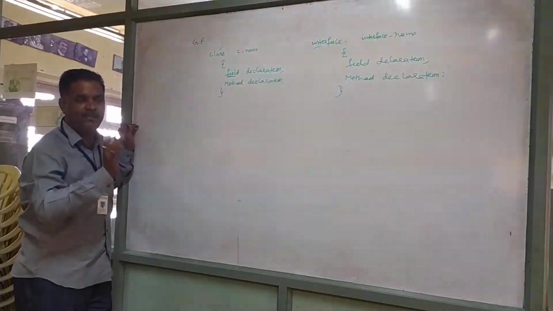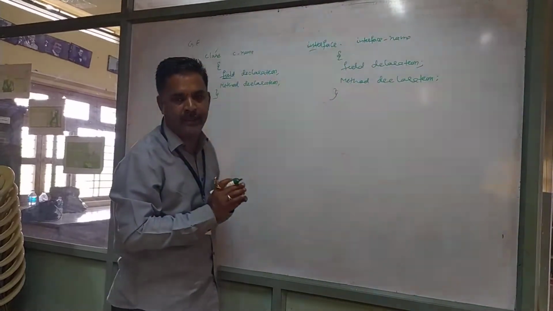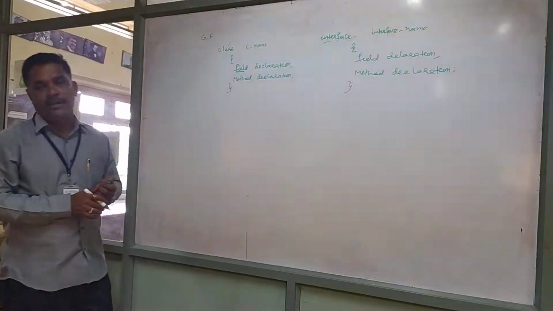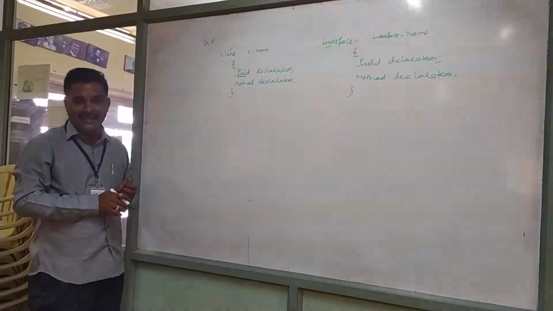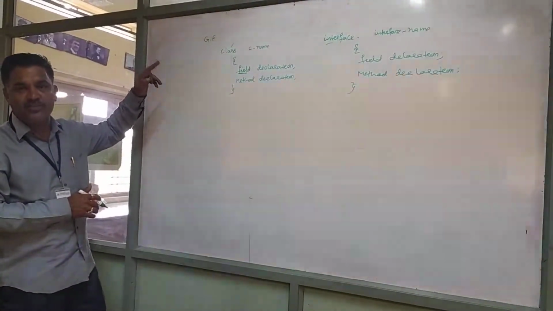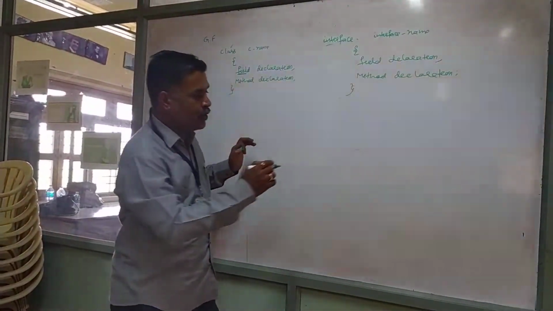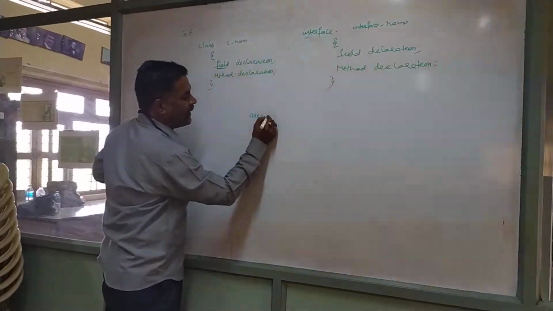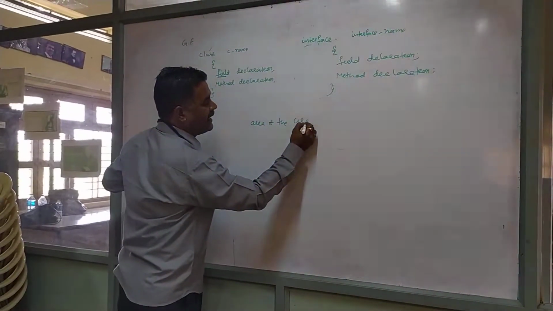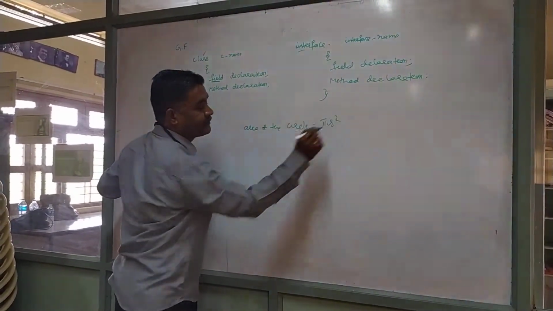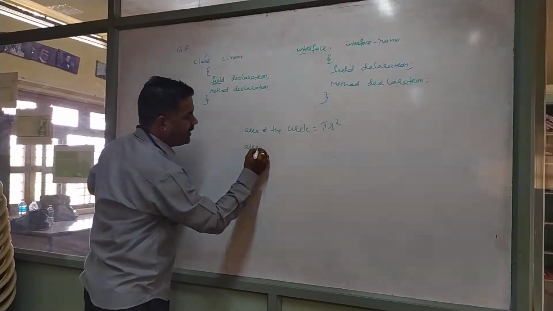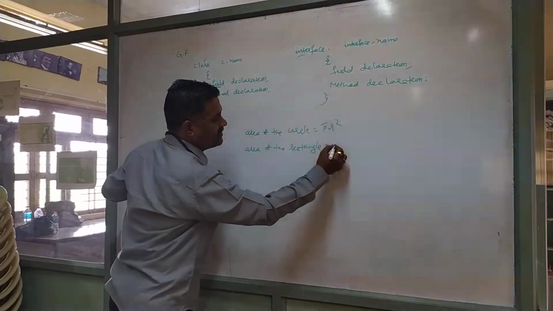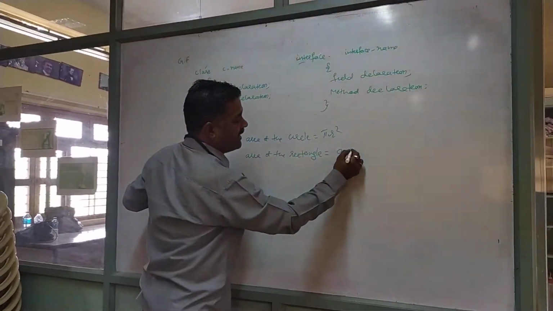One program: the program to find the area of the circle and the area of the rectangle using the class with interface. Total two parameters, I will explain. First, observe here. Area of the circle is pi r square. Next, area of the rectangle is, for example, A is the side, A into A.